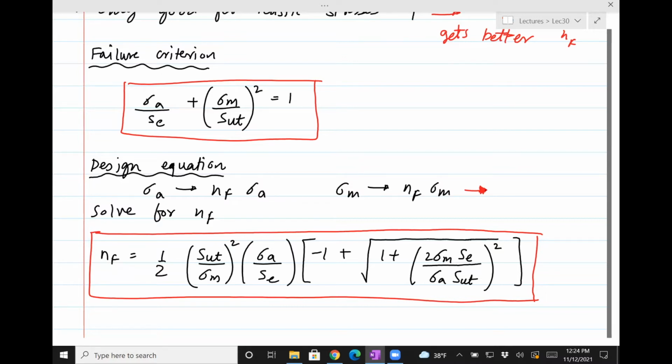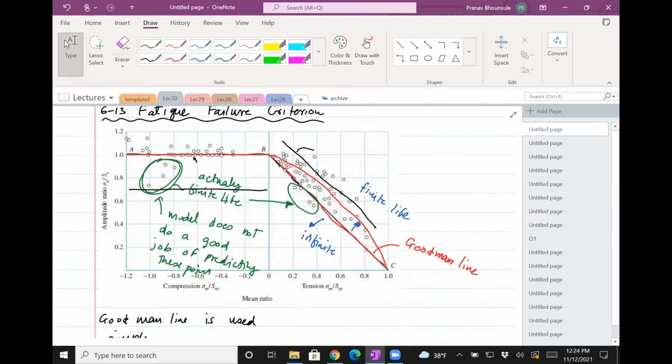Okay, next criterion is called the Soderberg line. It's kind of an interesting idea here. If you look at this curve, which I showed you, there is the Goodman line, and let me just go a step back into our previous chapter.